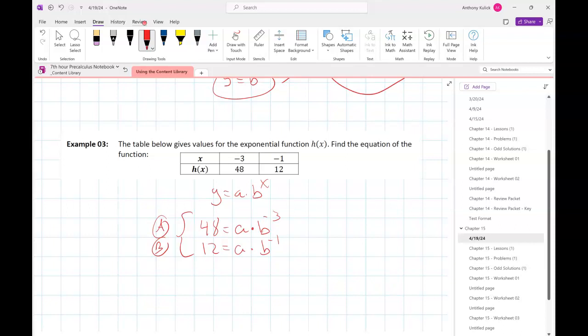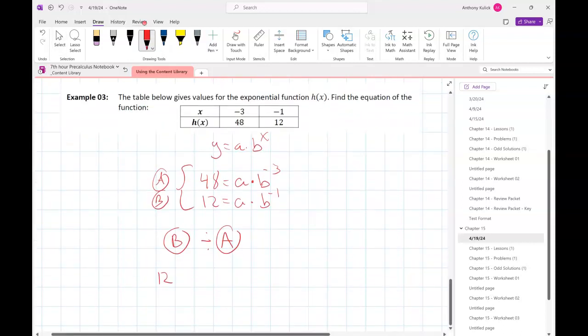And my rule of thumb is I'm going to pick the equation with the bigger exponent. So -1 is bigger than -3. And that'll be like the numerator of my division problem. So when I divide the left-hand sides, I get 12 divided by 48. And when I divide the right-hand sides, I get a times b to the -1 over a times b to the -3.